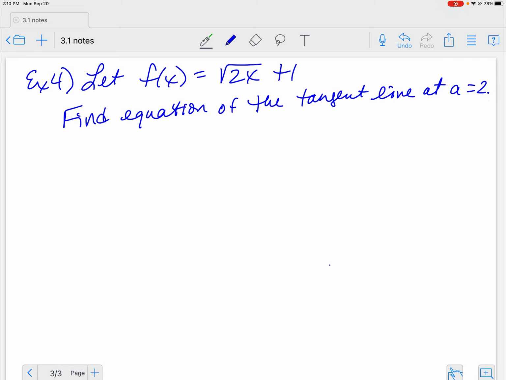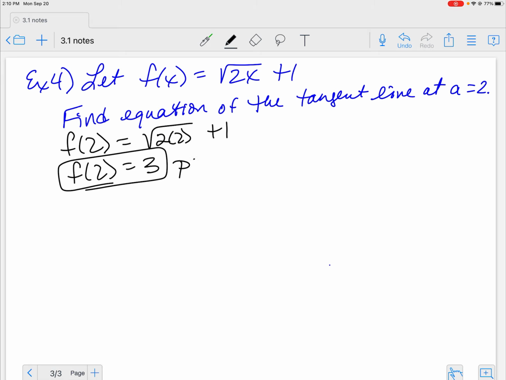So in this problem, I'm only given that a value, which we know is the x value, that input value. So when we go to find the point and the slope, the slope is my derivative. The point here, if I do f of 2, that's going to be the square root of 2 times 2 plus 1. So f of 2 here is going to be 3. So this is my point. You see that? 2, 3 is the point, f of 2, because you've got the square root of 4, which is 2, plus 1 gives me 3. Okay. So now I have a point. We have to figure out the slope, and that's where we get to do the derivative.